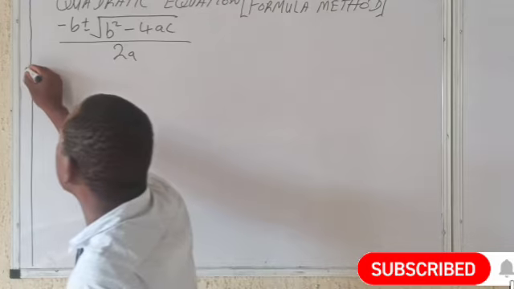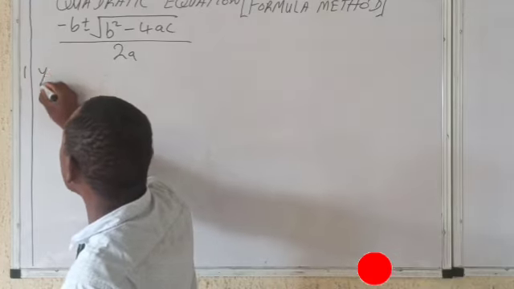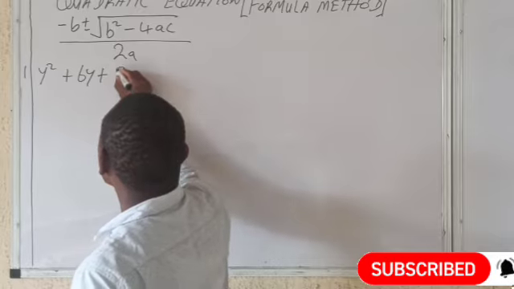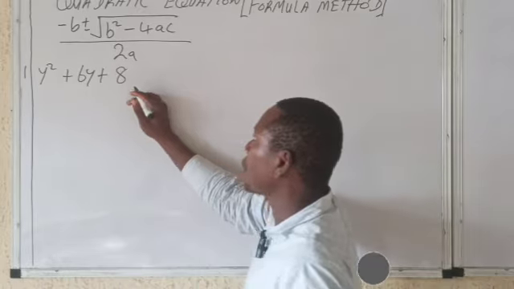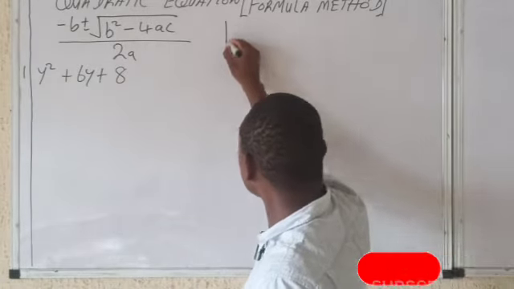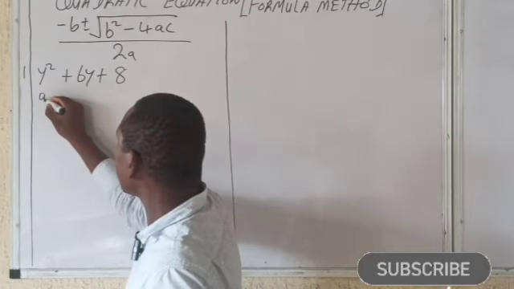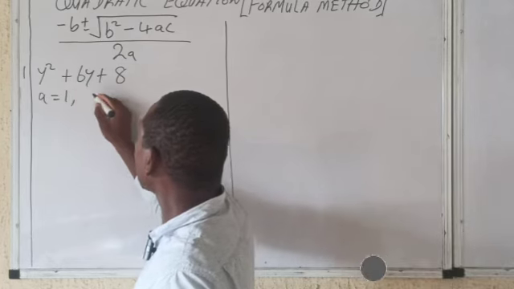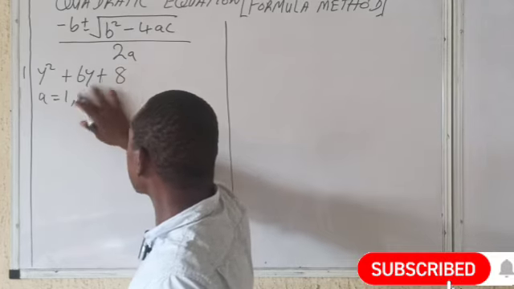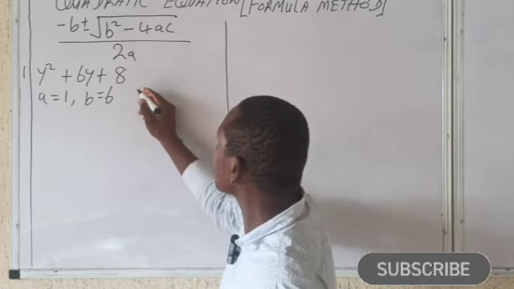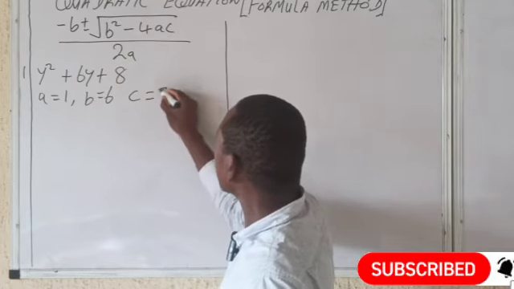Let's assume that you are asked to solve a question like this: y squared plus 6y plus 8. This is a quadratic equation. You're asked to solve a question like this. What do you need to do? It's simple. Let's say a, in this case, there's an invisible one here, so a is 1. Here, b is actually 6. Then c is 8.